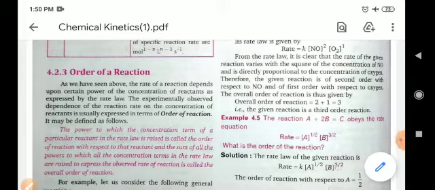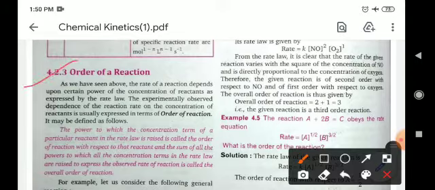Today in this class we will discuss the third part of the chapter chemical kinetics. Today in this portion we will discuss the order of the reaction. So, what is the order of reaction?